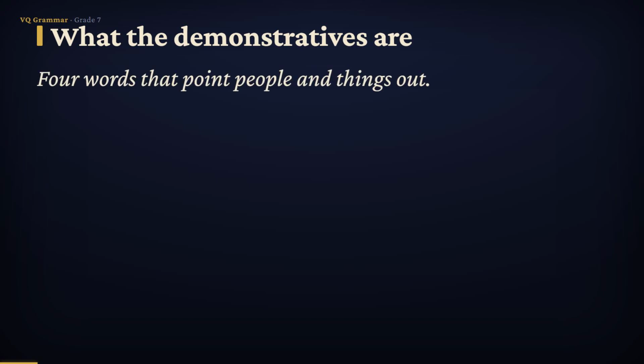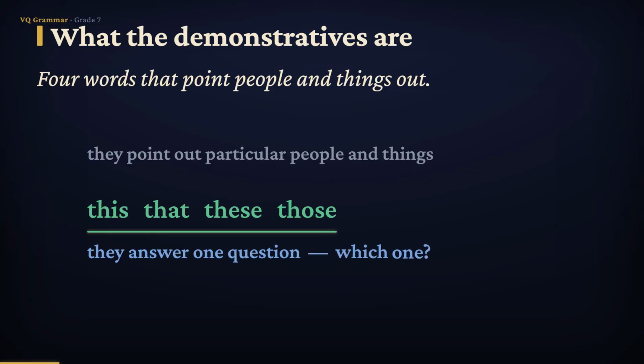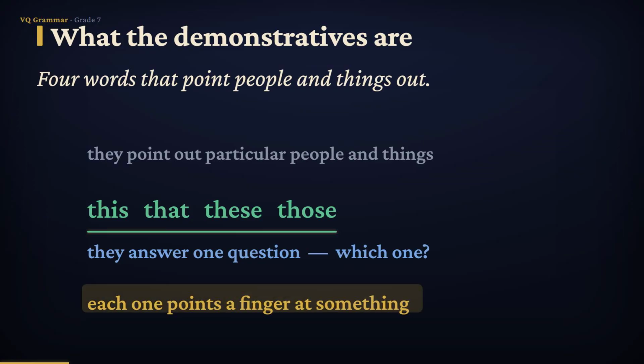So, what are demonstratives? They're words that point out particular people and things. To demonstrate is to point something out, and that's exactly what they do. There are exactly four of them: this, that, these, and those. And every one of them answers a single question about a noun. Which one? When you say this or that, you're really just pointing a finger and saying, that one, right there.